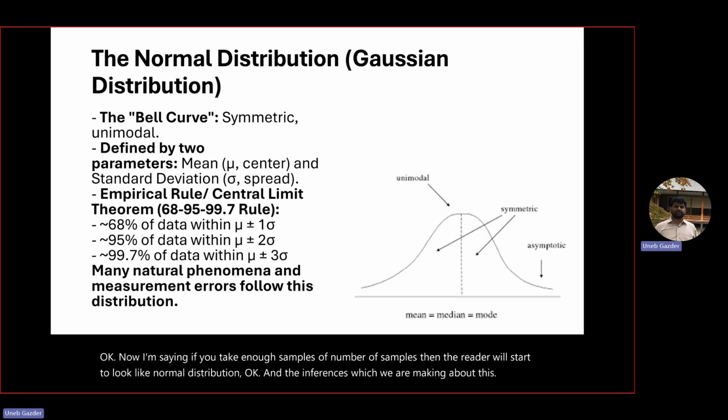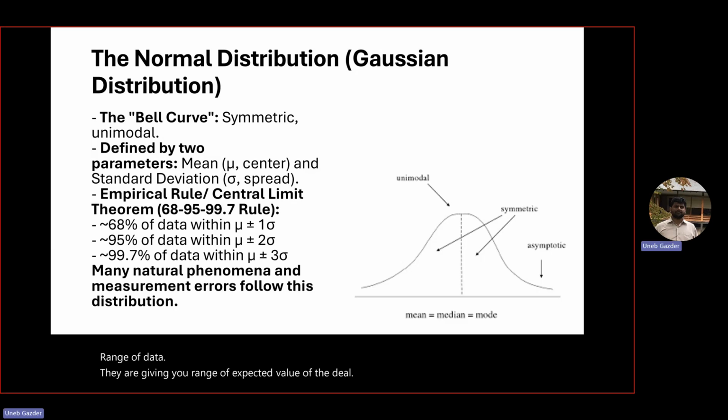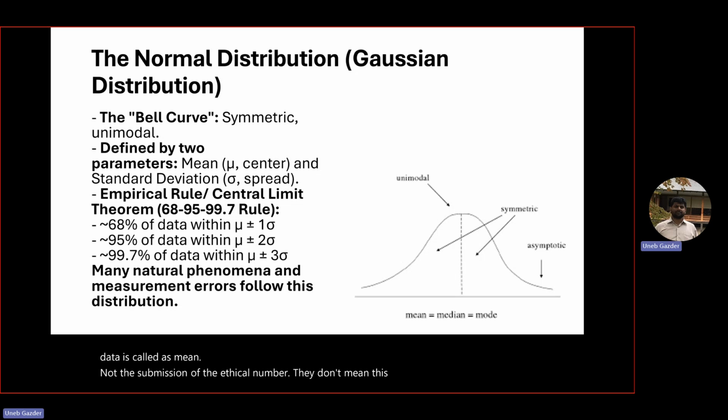the rules which we are applying, they are basically not giving you the range of data. They are giving you a range of expected value of the data, which we normally say mean. According to statistics and probability distribution, the expected value of the data is called the mean, not the summation of values of a number. That is the average.